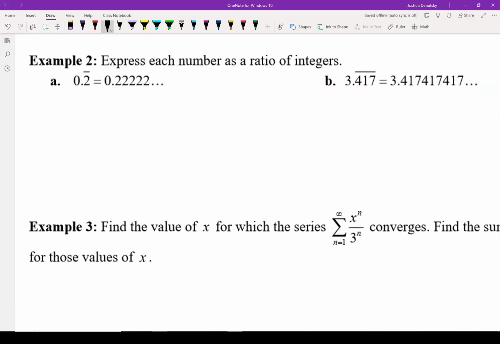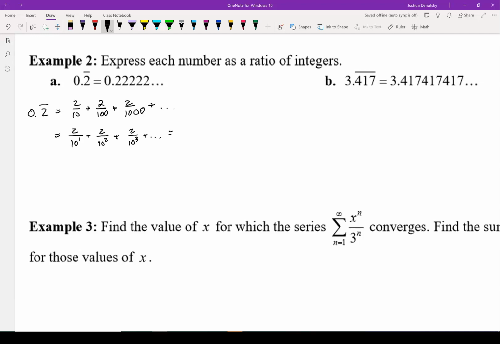Example 2, express each number as a ratio of integers. So the whole point in this example is to rewrite your repeating decimal as a geometric series. In part A, we have 0.2 repeating. That is 2/10 plus 2/100 plus 2/1000, and that continues on like that. In other words, we have 2 over 10 to the first plus 2 over 10 squared, etc.